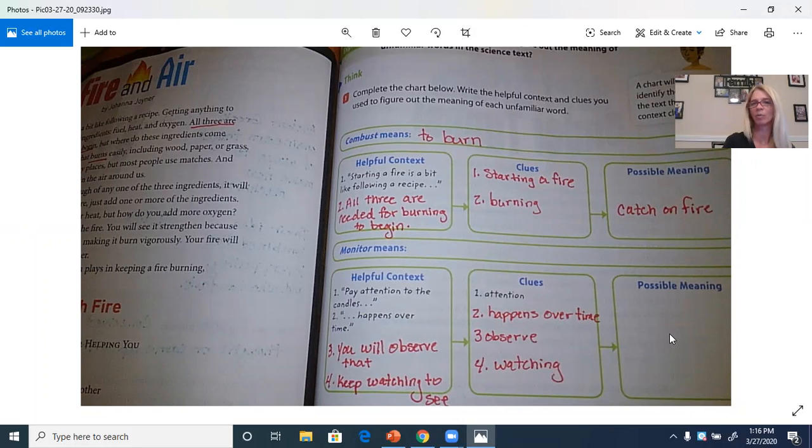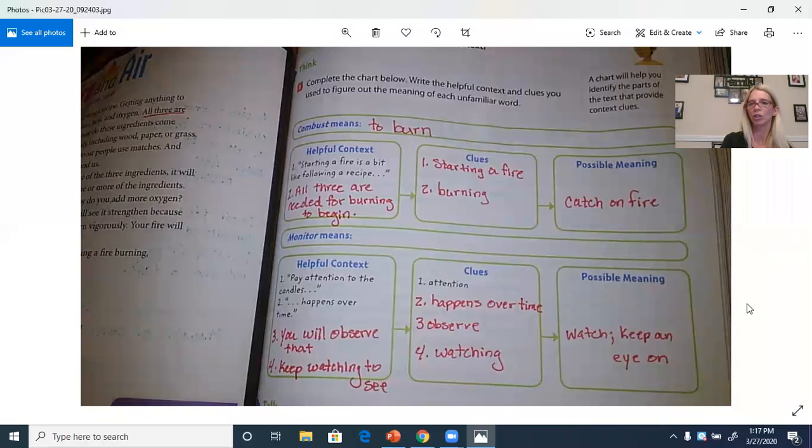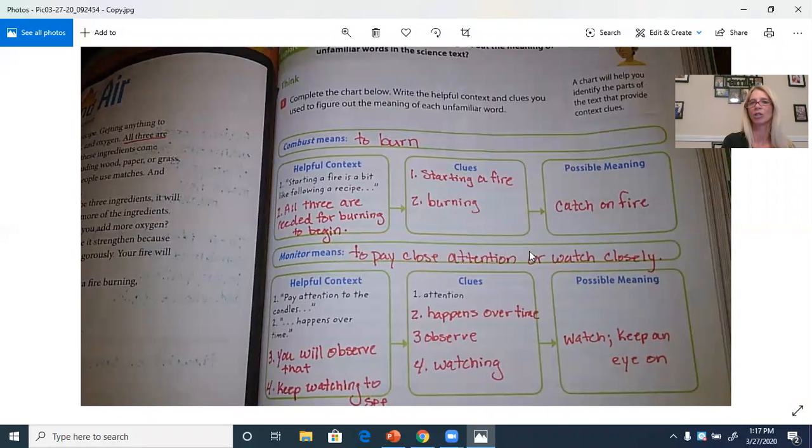So what would be the possible meaning after we use the helpful context and the clues? What would be the possible meaning? So the possible meaning would be watch, keep an eye on. So that would be the possible meaning after using the helpful context and the clues, right? So we're looking for what the word monitor means. So out of all these things, we put them all together, and we're going to get the word to pay close attention or watch closely. And that's what the word monitor means.